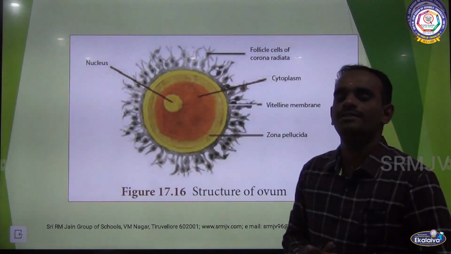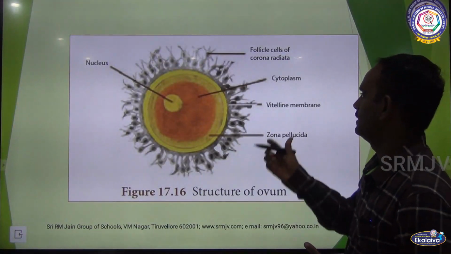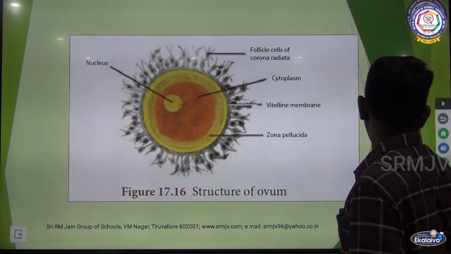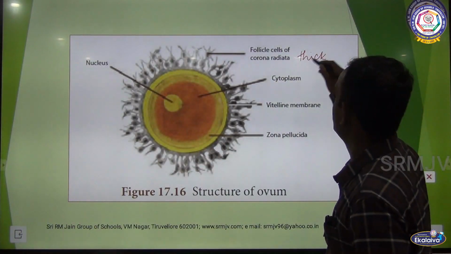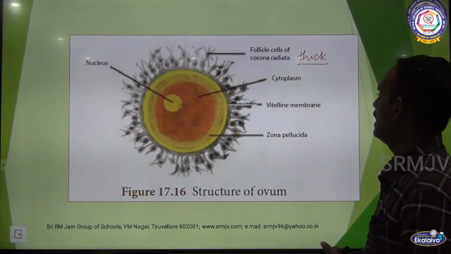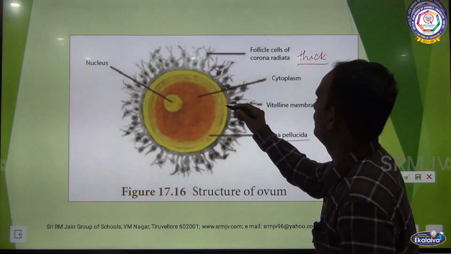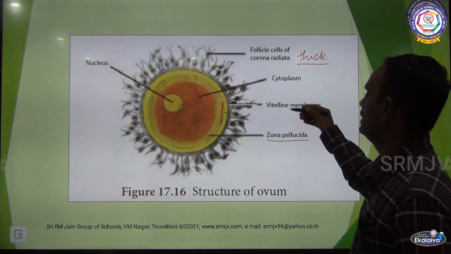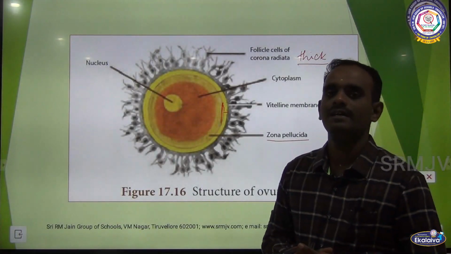See the enlarged structure of human ovum. As I said, three layers. It is a very important one. Corona radiata is a very thick layer, and then there is the thin zona pellucida. There will be a gap. It is filled with fluid between the Vitalin membrane and zona pellucida. It is perivitalin space. Clear?